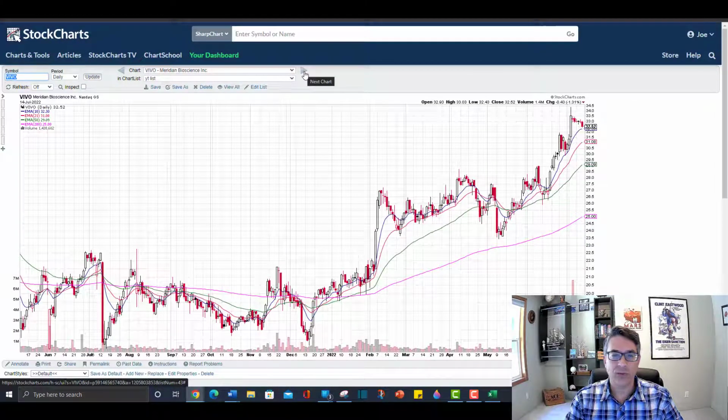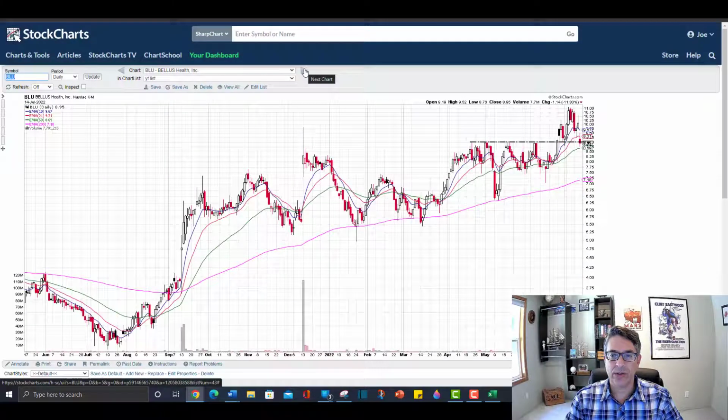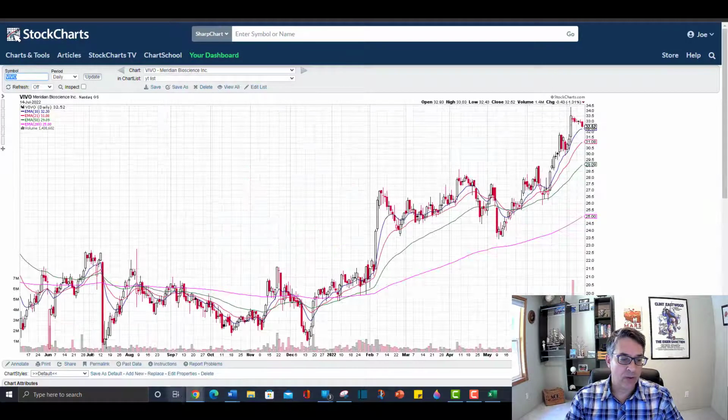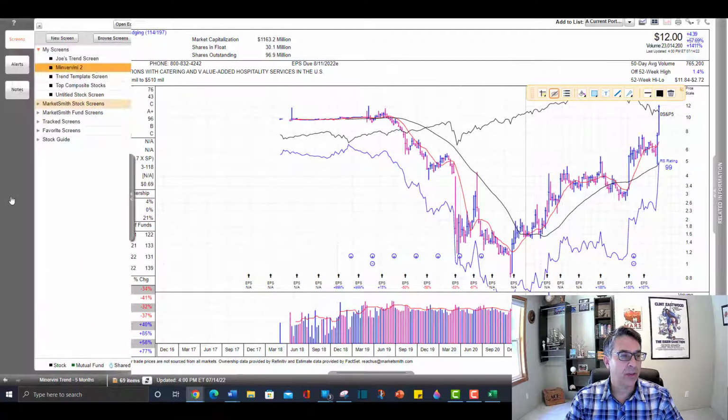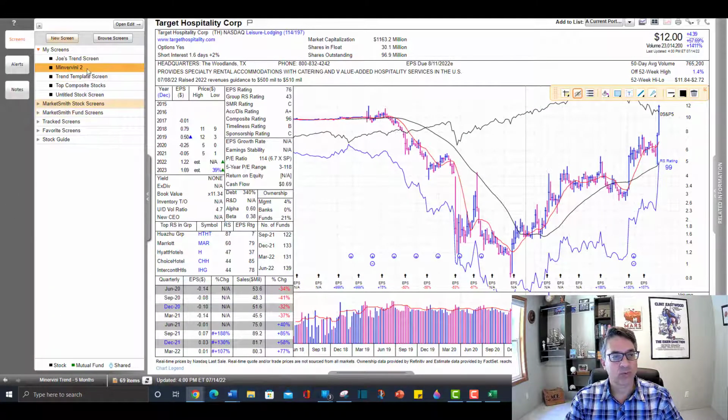Vivo. I actually own this one. Nice breakout here. BLU. Oh, we're back to the top. Well, there you have it. There's my little lesson on how I use the Minervini trend templates.